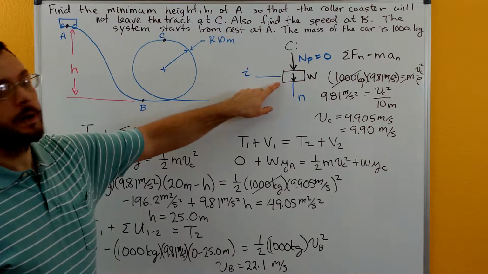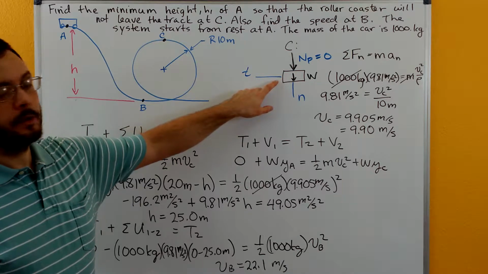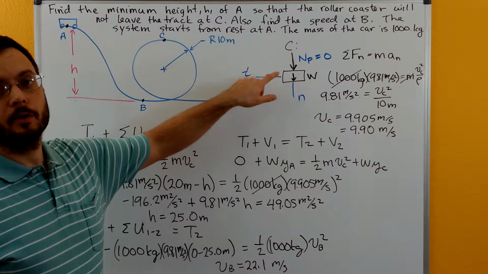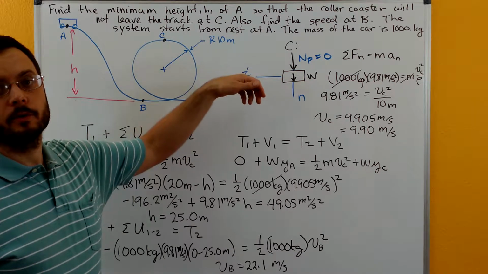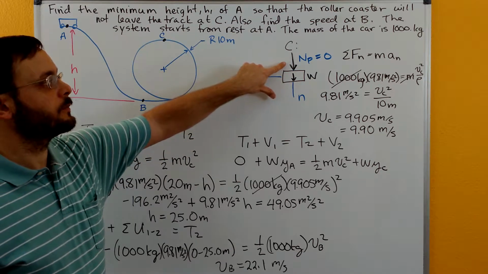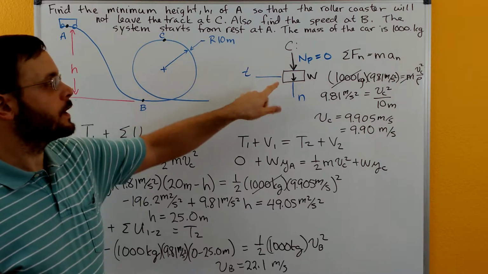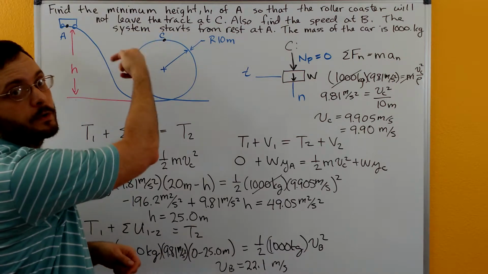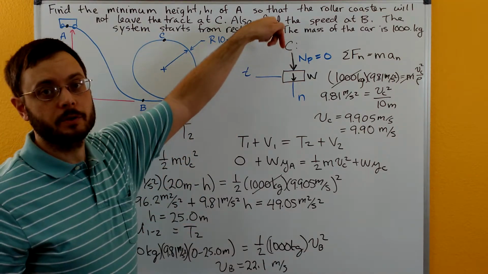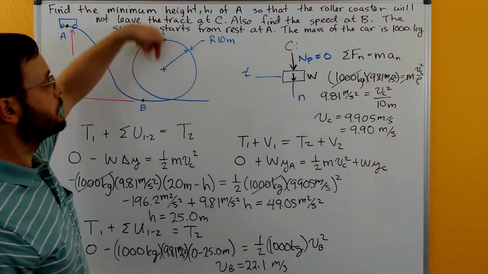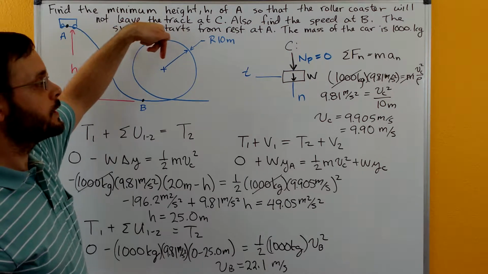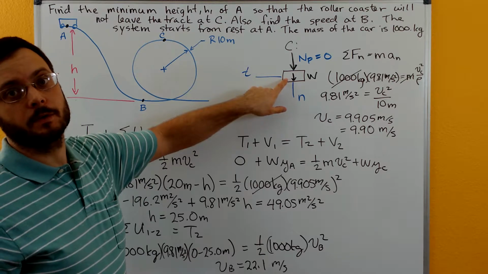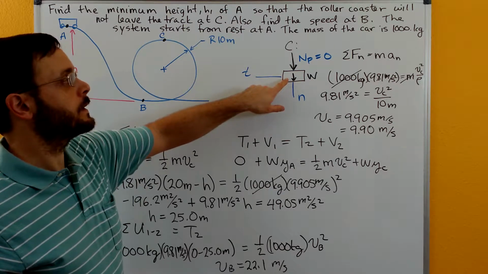So here's our free body diagram at C. In the limit of the roller coaster about to leave the track, the normal force of the track on the roller coaster will be 0. So this normal force here is 0. We've got our tangential direction going in the direction of the path, so going in this direction at C. We've got the normal direction coming down here towards the center of our 10 meters radius. And then we have the weight acting on the object. So the weight is the only force on the object.